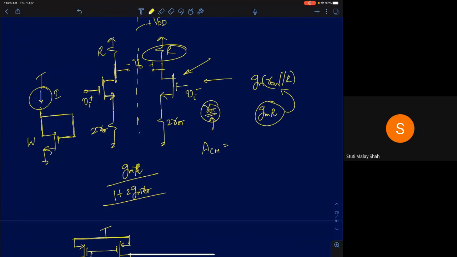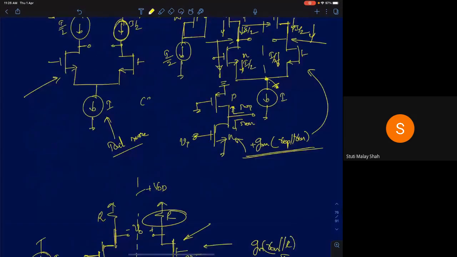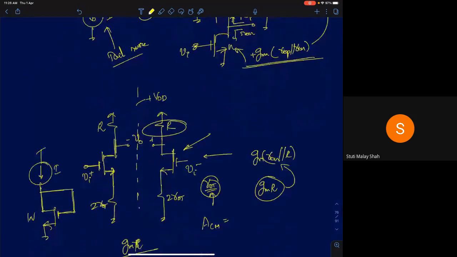Now the next one, we will slowly extend. So far what we have seen, all these amplifiers are common source amplifiers. And we have seen the different ways of realizing voltage gain using a differential common source amplifier.